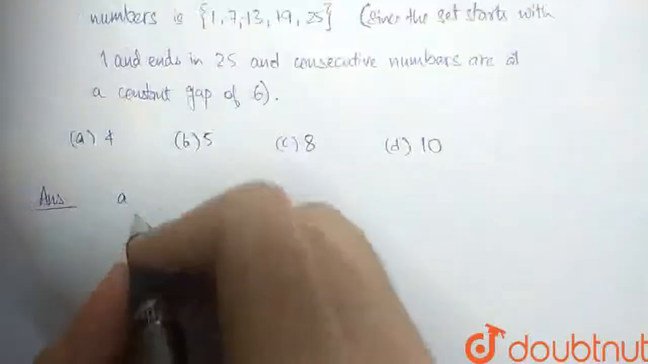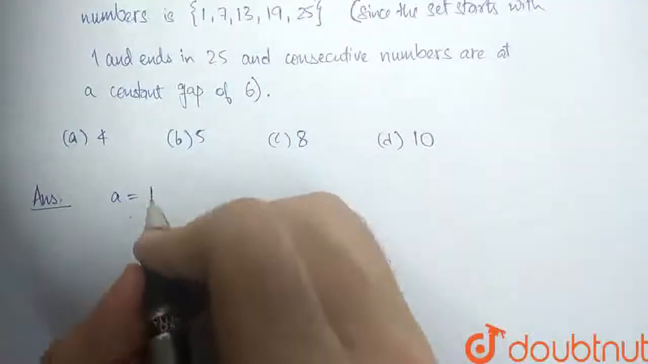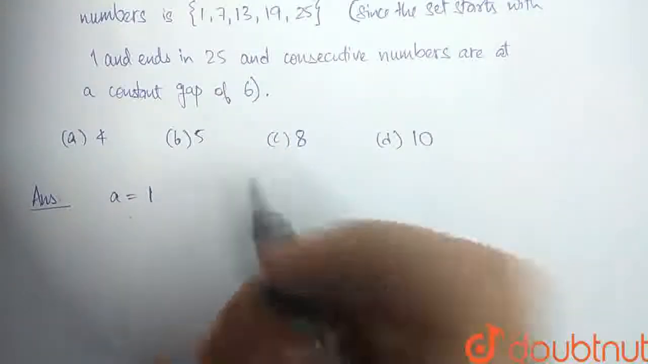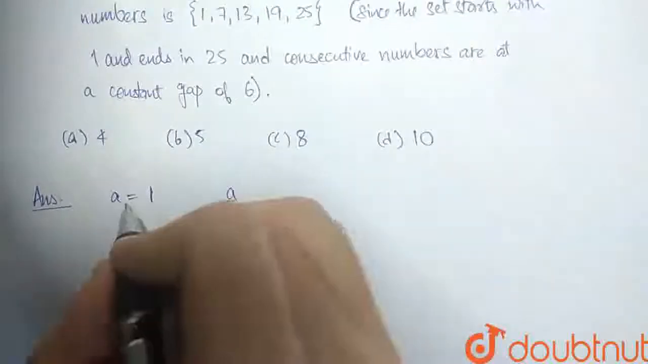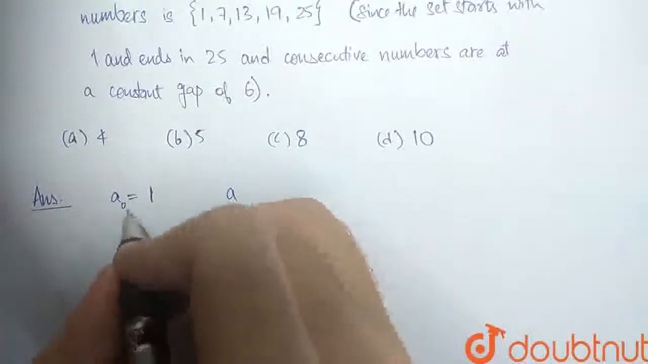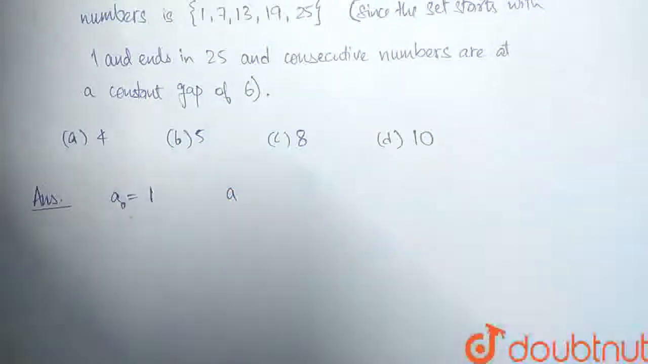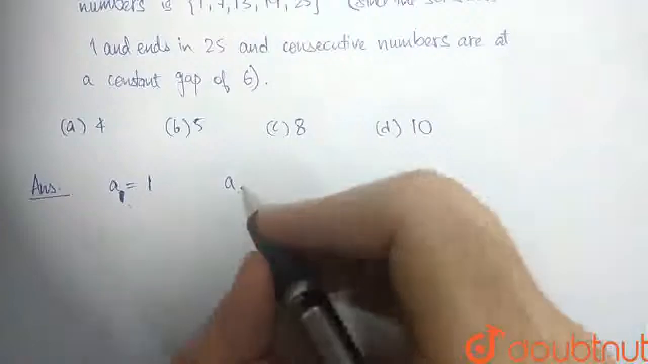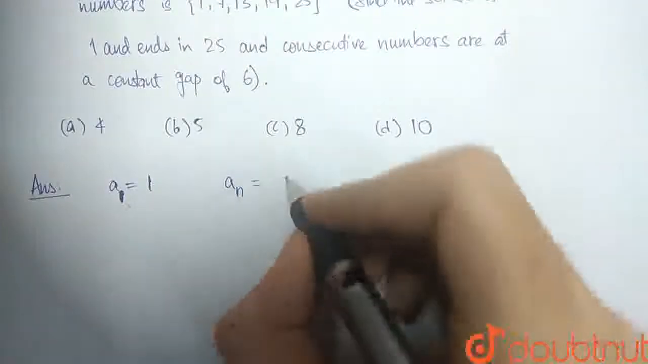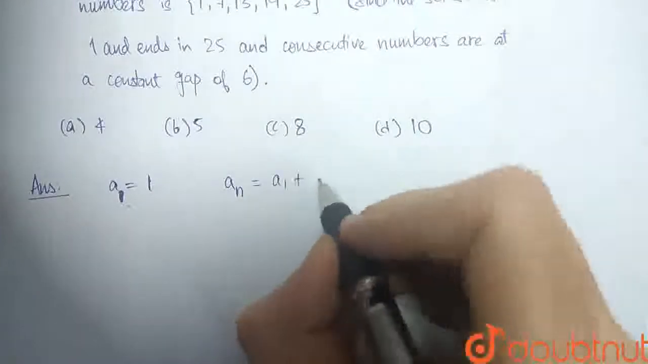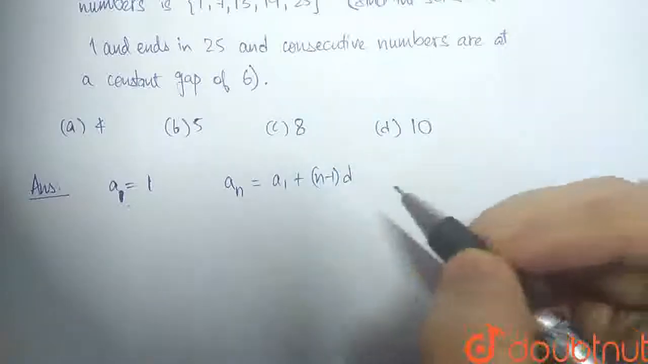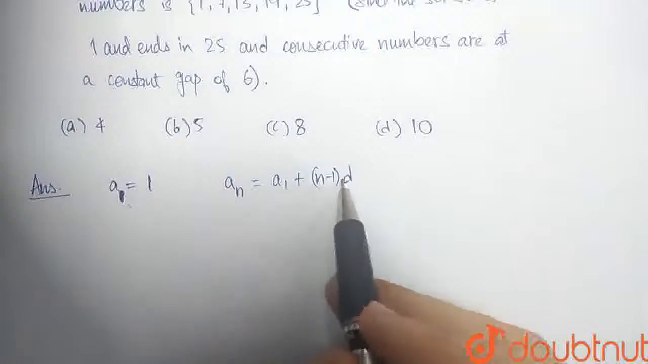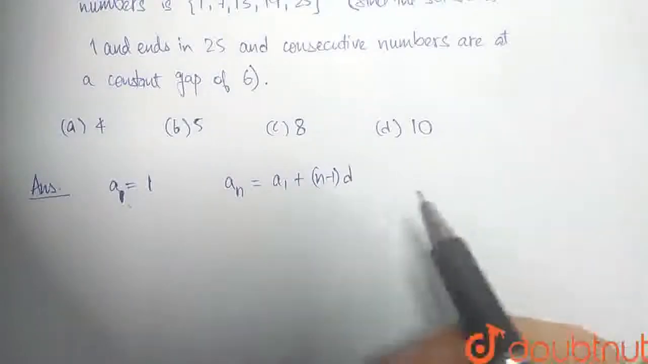So let A be the starting value here. Starting value is 1, right? No, I'm sorry, this is A1, the first term. And the nth term, An, is written as A1 plus n minus 1 times D, where n is the number of terms, and D is the difference between each term.